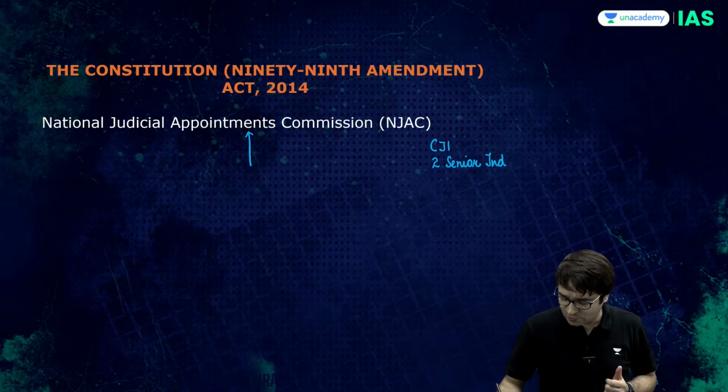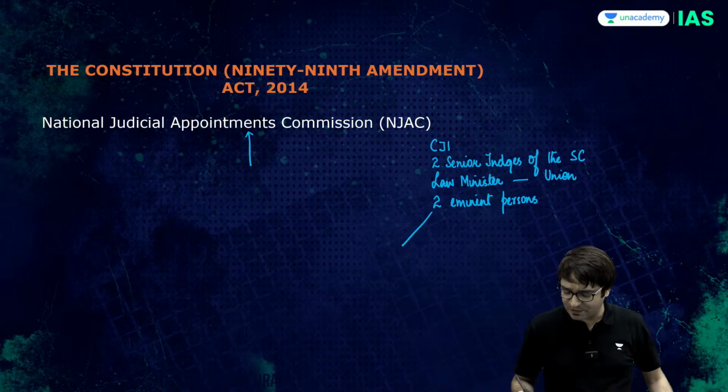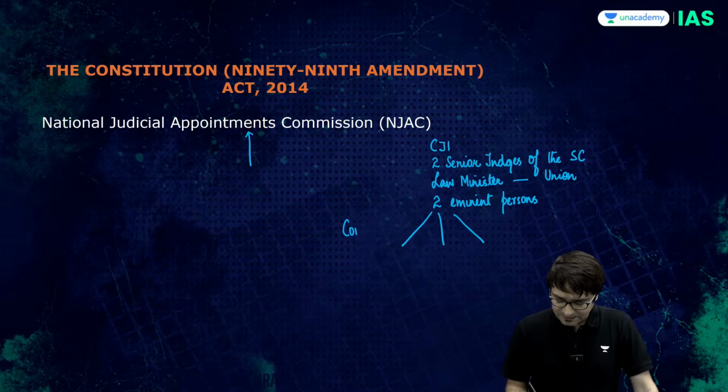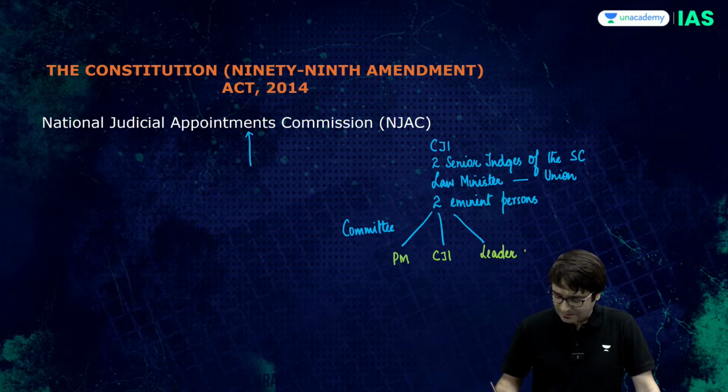2 senior judges of the Supreme Court, the Union Minister for Law and Justice, and 2 eminent persons as well, and these 2 eminent persons will be selected by a committee, and this committee will consist of the Prime Minister, Chief Justice of India, and the leader of opposition or leader of the single largest party in Lok Sabha.